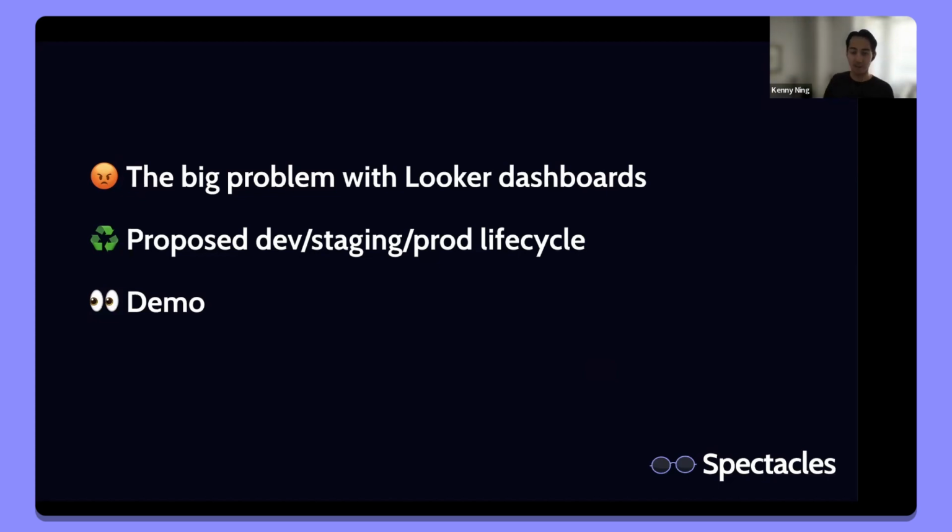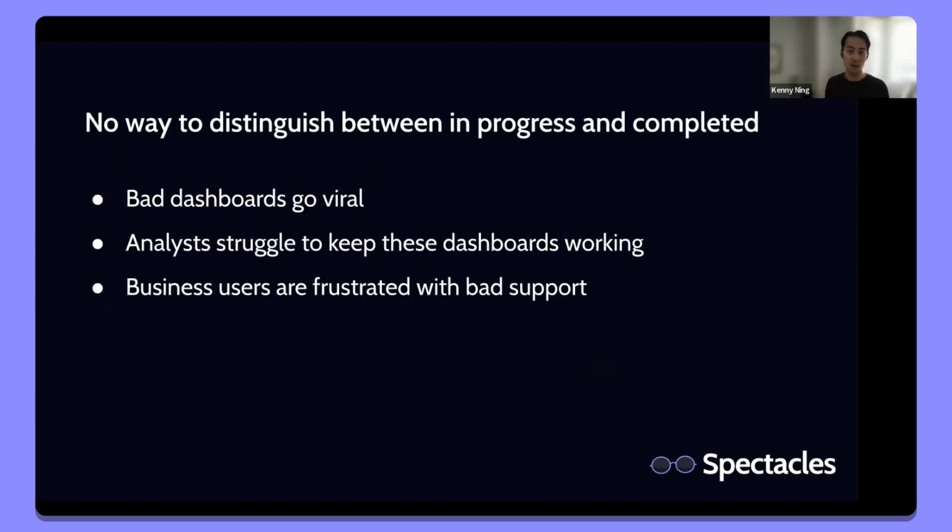So jumping into the problem, I think one of the biggest problems with Looker dashboards is there's just no way to distinguish between something that's in progress and completed. Maybe another way to put this is, you know how there's like development mode for LookML, where it isolates your LookML development versus like prod LookML. That doesn't exist for dashboards, right? There's just one copy of a dashboard, and it makes it really tough. And this creates a lot of problems. So let me give you an example.